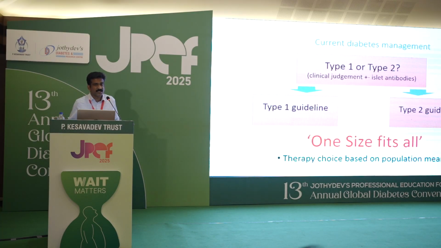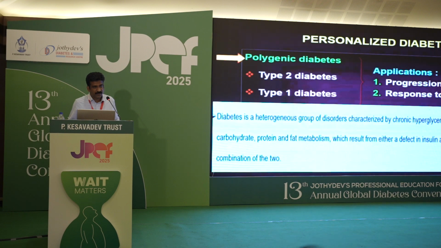Now, in the current classification and diabetes management, we see the patient as type 1 or type 2 diabetic, then we manage as per the guidelines, one size fits all. That's what we are doing most days. But what we need to understand is that type 2 diabetes and type 1 diabetes are polygenic. This is a very, very important factor. And type 2 diabetes is a truly heterogeneous disease. Truly heterogeneous in the sense that phenotypically and genotypically all the patients are different.